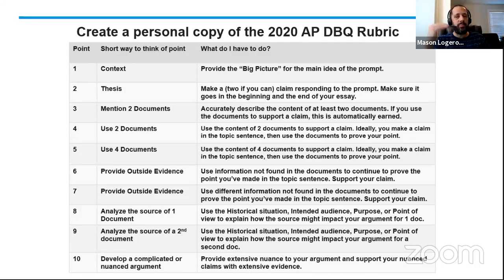And again, if you're confused by any of the points in this rubric, go back and watch the other videos we've done, or we will still be talking about them for at least the next couple of weeks.